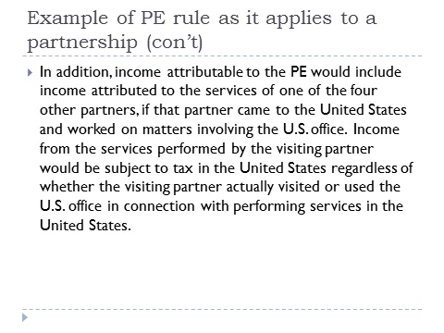In addition, income attributable to the PE would include income attributed to the services of one of the 4 other partners if that partner came to the United States and worked on matters involving the U.S. office. Income from services performed by the visiting partner would be subject to tax in the United States regardless of whether the visiting partner actually visited or used the U.S. office in connection with performing services in the United States.